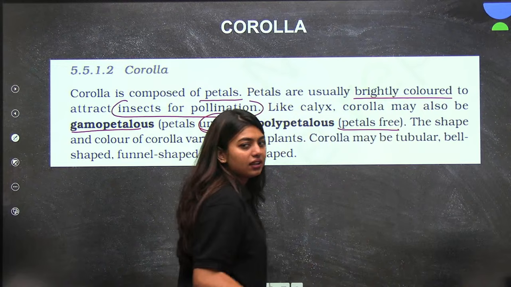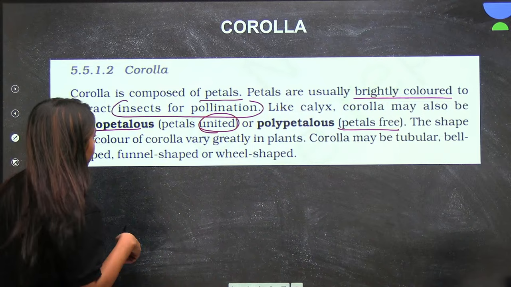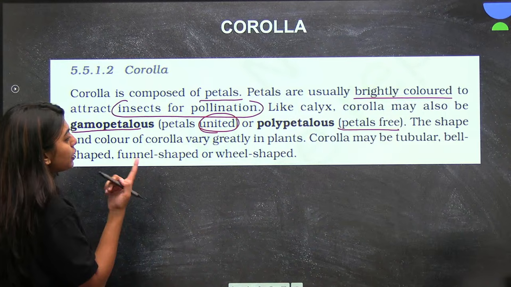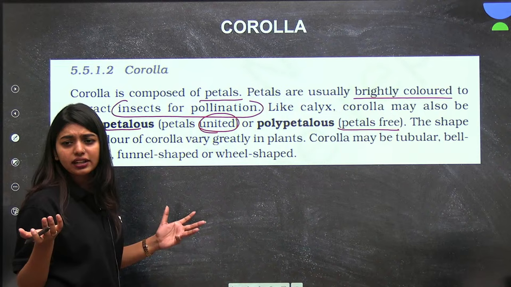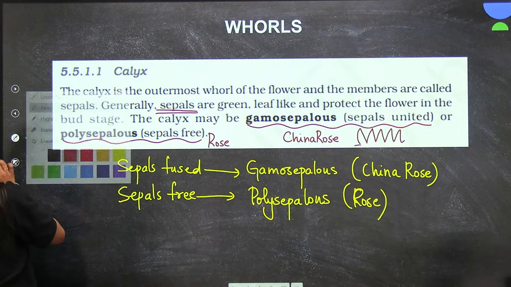Clear to all of you? Yes or no? Yes? Okay. The shape and the color of the corolla vary greatly in plants. Corolla may be tubular, bell shape, funnel shape, or wheel shape. Flower petals can be of different types, right? Yes. Okay. So, some more exceptions here.